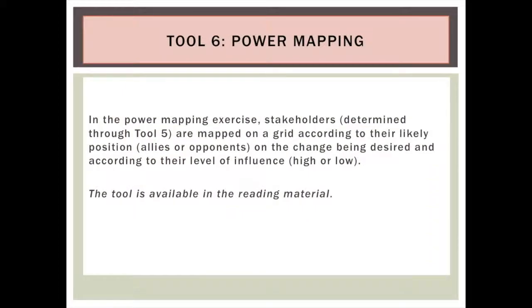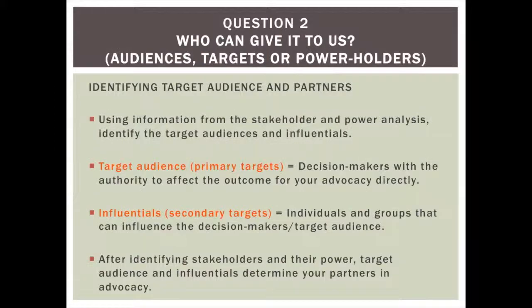Here is a tool to help you undertake a power mapping. In this tool, stakeholders are mapped on a grid according to their likely position, allies or opponents, on the change being desired and according to the level of influence, which could be high or low. This tool is available in the reading material for this unit. Now let's move on to identifying target audiences and partners.